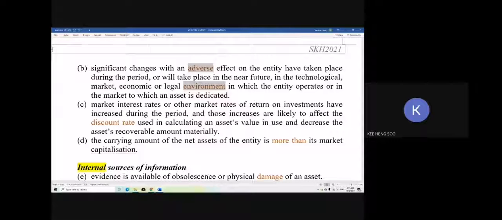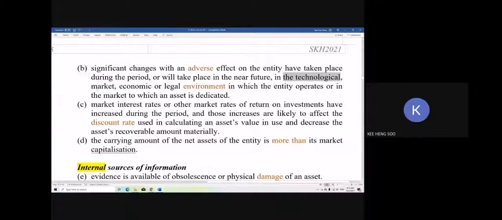So this is called environment. Adverse environment means negative, that means no good. Why do you feel no good? Because of technological advancement, the technological environment, where new technology replaces the old technology. So in Malaysia, we are talking about 5G. If you read the news, in China and the US they are fighting on 6G. That's why technological advancement is very fast.